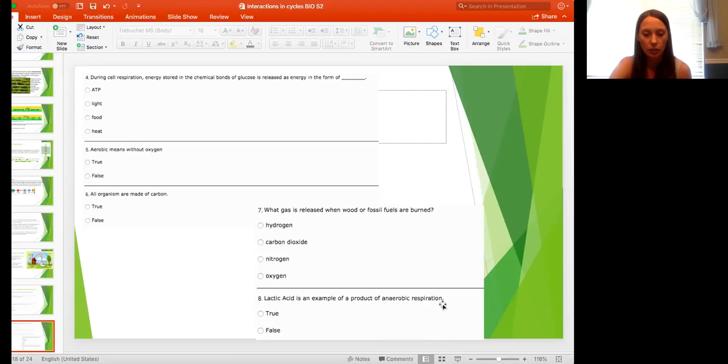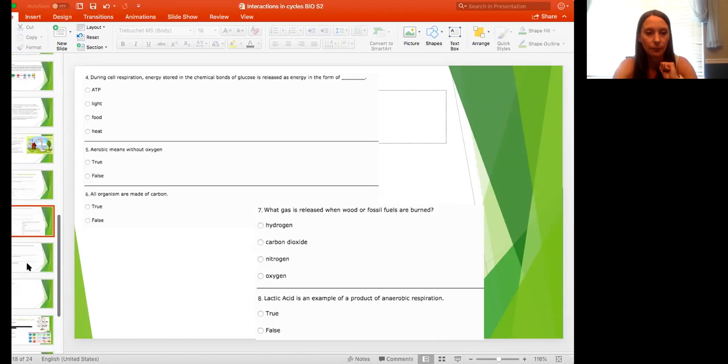Lactic acid is an example of a byproduct of anaerobic respiration. We briefly touched upon that. It goes in the lesson. It talks a little bit more about this lactic acid fermentation. In anaerobic respiration, when there is no oxygen, so again, anaerobic means no oxygen or limited oxygen, we get lactic acid. Maybe you go for a run or do some exercise, and you might hear somebody say they have a cramp or a pain, like their muscles being worn out. That's what they say is that buildup of lactic acid. Okay, so lactic acid, that is true. It is the byproduct.